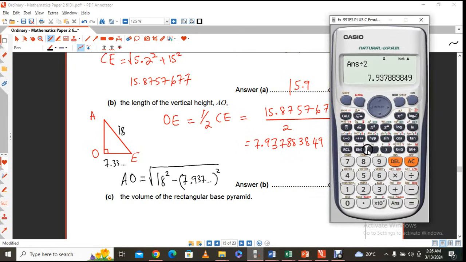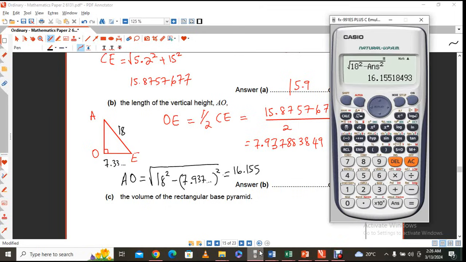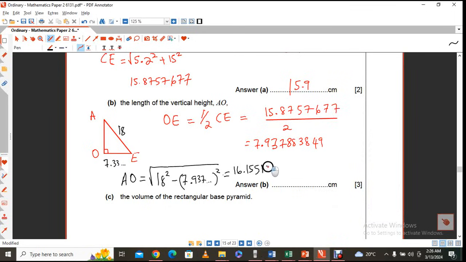So this is still part of my answer. So I'll say square root, then I have 18 squared minus my answer from there, which should also be squared, and I hit enter. I get 16.155. I'm just going to write that down somewhere here. 16.15518493. Then to three significant figures, it becomes 16.2 centimeters.